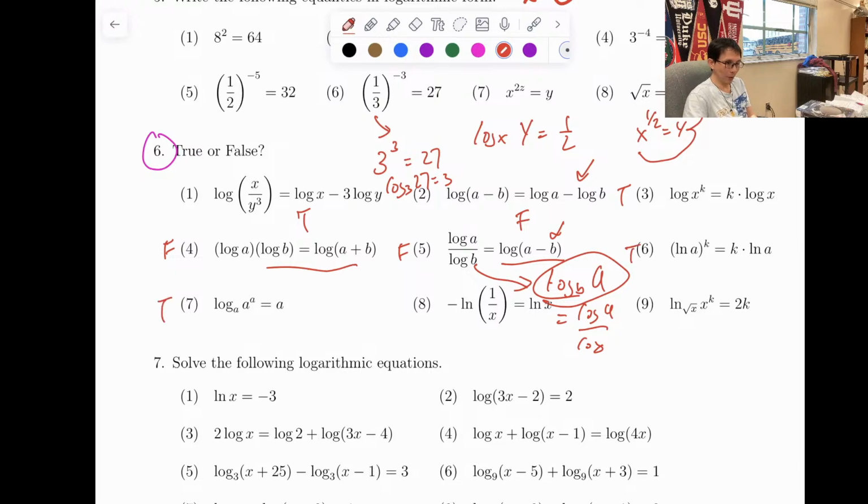This one's true as well. This one's true as well. Wait, hold on. Yeah, that's true. This one, I won't worry about it. It would take a long time to explain, so I'm not going to go through that problem. I don't think it's a big deal. If you cannot do it, it's fine. It's true.